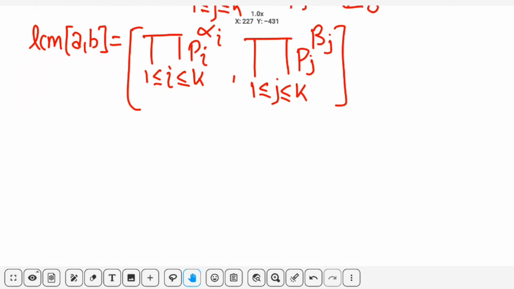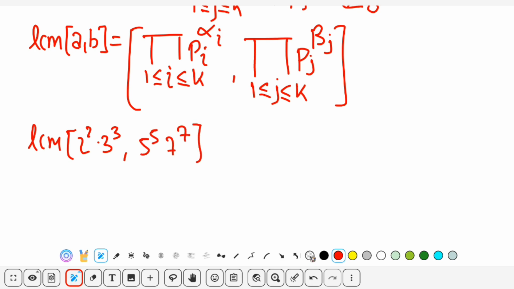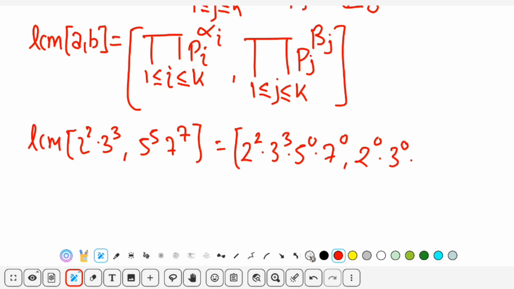So now let's consider an example. LCM of 2 to the power 2 times 3 to the power 3 comma 5 to the power 5 and 7 to the power 7. Now you can write it like this: 2 to the power 2 times 3 to the power 3 times 5 to the power 0 times 7 to the power 0 comma 2 to the power 0 times 3 to the power 0 times 5 to the power 5 times 7 to the power 7.